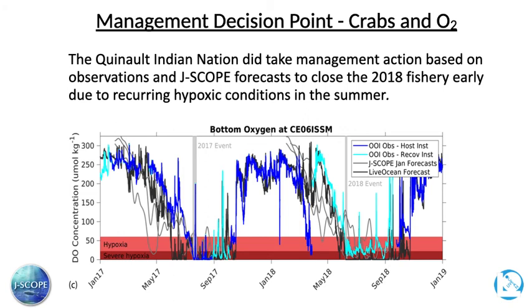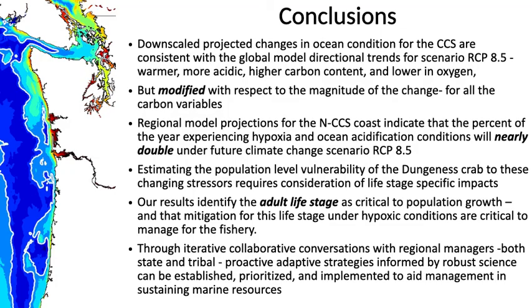The forecast model was used by the Quinault Indian Nation to take management action based on observations, like these OOI observations showing the extreme low oxygen conditions in 2018 in the region. They closed early due to the recurring hypoxic conditions over the summer in order to help sustain the fishery. So with that, I'll conclude.